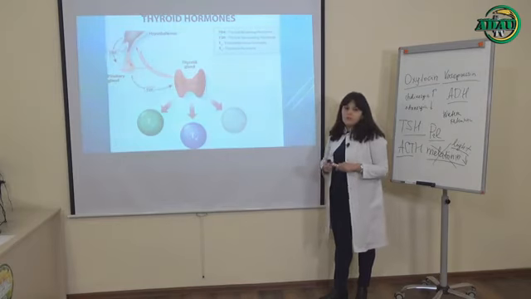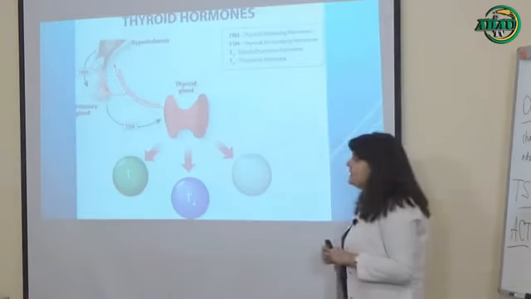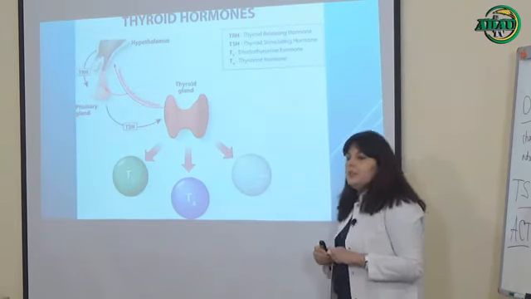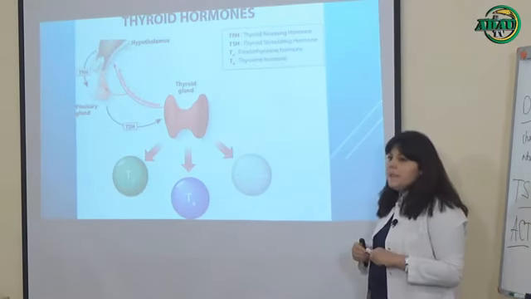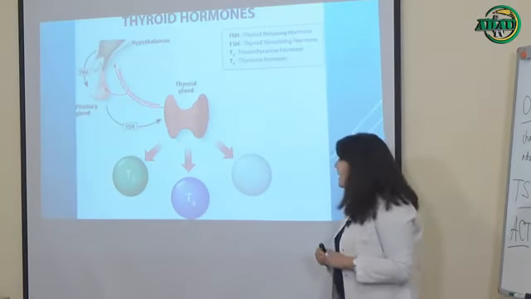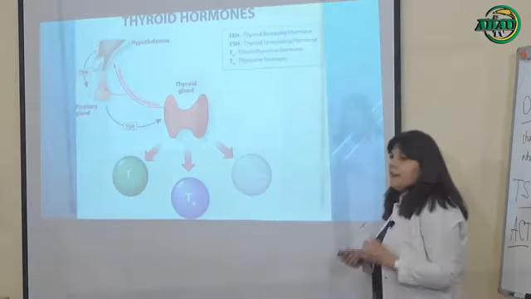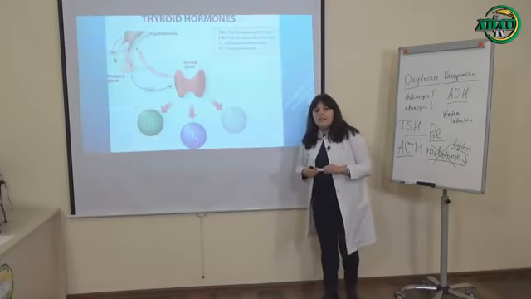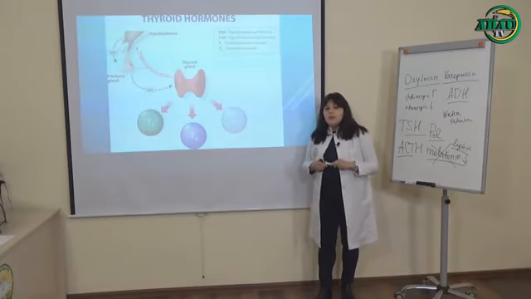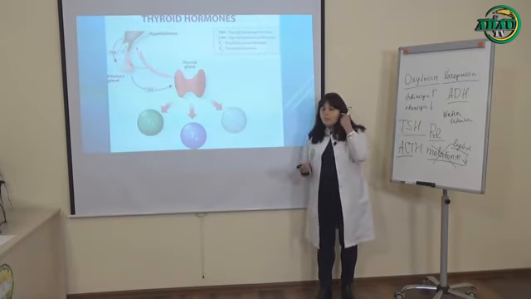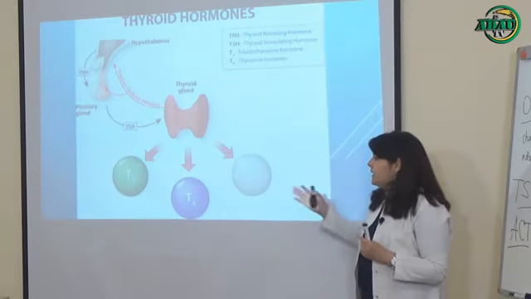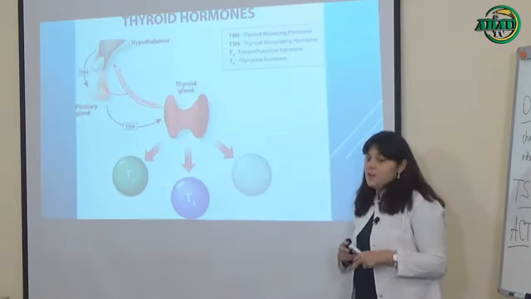The hormones which are produced by the thyroid gland are T3, T4, and calcitonin. T3 is triiodothyronine, T4 is tetraiodothyronine, and T4 is also called thyroxine. Now, let me explain to you the effects of these hormones. Generally, the very important element which is necessary for synthesizing these hormones is iodine. Iodine is very important in order to provide the production of these hormones.